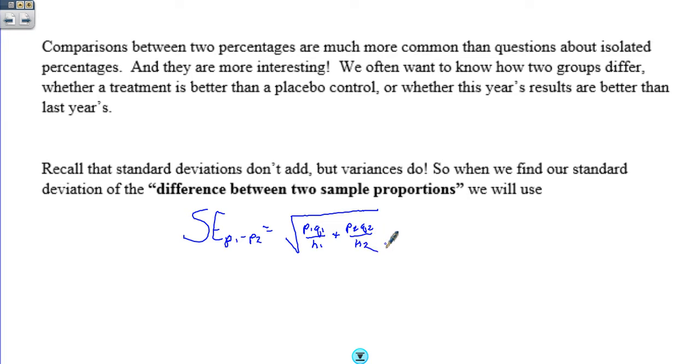Just as a reminder, we have these two different groups now. P1, so that means there's a Q1, and then if there's a P2, there has to be a Q2. The sample sizes can be the same sometimes, but sometimes they are different. In fact, most times they're actually different. So that's the formula you're going to use now to find standard error.